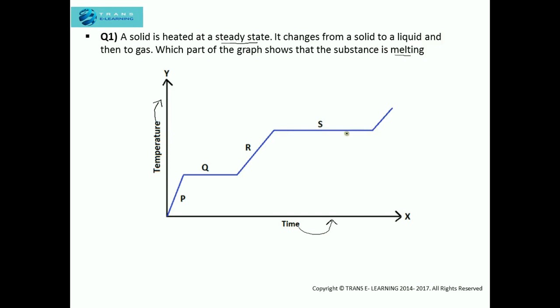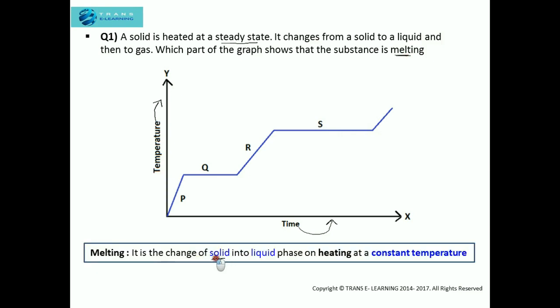So before proceeding further and giving the answer, let us understand what is meant by melting. Melting is the change of solid into liquid phase on heating at a constant temperature. That means without any rise in temperature, when a solid changes into liquid, that process is known as melting. So, as given in the question that the solid is heated at a steady state, initially the solid will be in the solid state at this point.